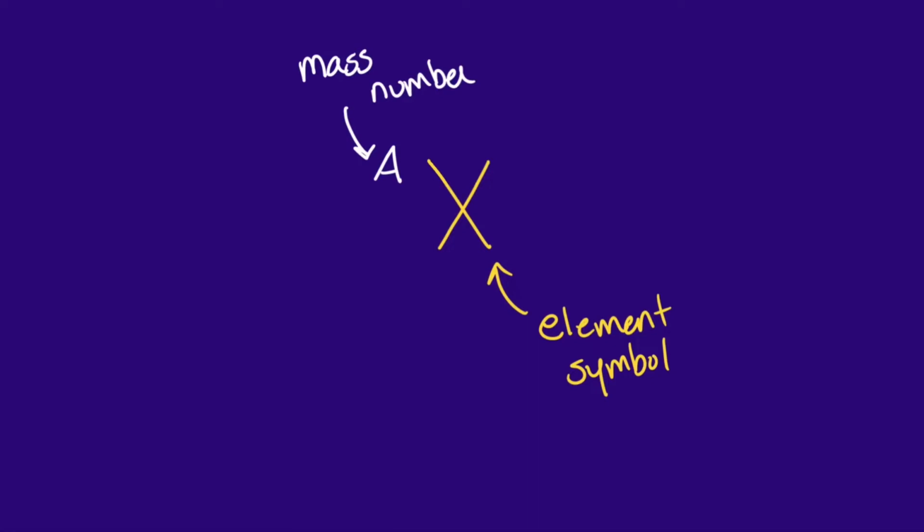At the center of our isotope notation will be the element symbol. This is the 1 or 2 letter symbol that comes from the periodic table. In our example here, I'm just going to use X as a placeholder. At the top left of our element symbol will be the mass number. Recall that the mass of an atom comes from the protons and the neutrons, and therefore the mass number will be our number of protons plus our number of neutrons in this atom.